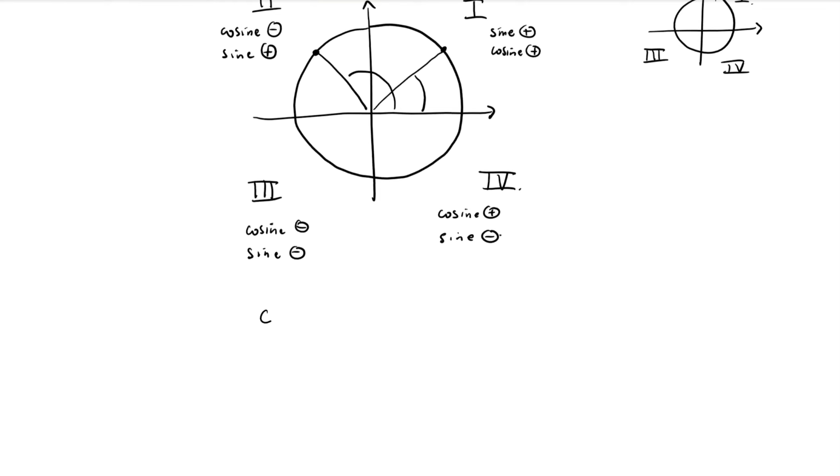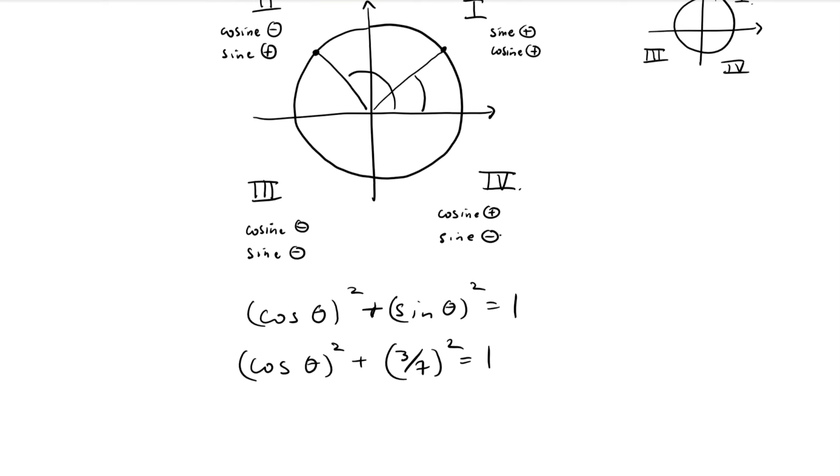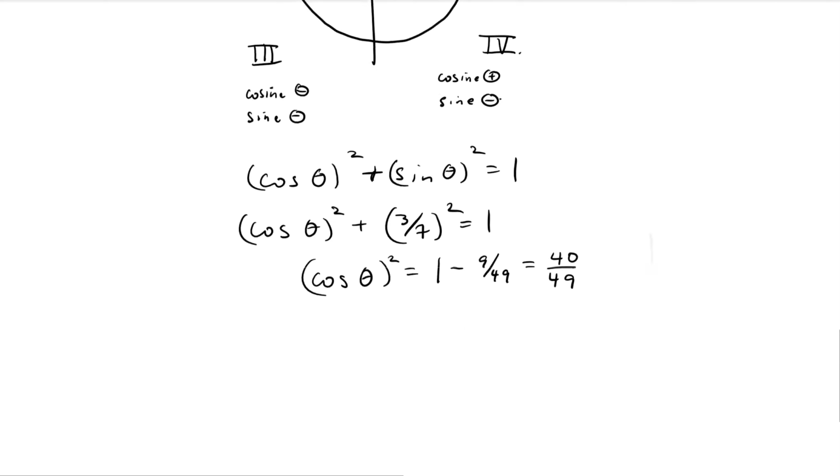Okay, so one way to get the value of cosine, but I'll show you different ways later on, is to use the identity, which says that cos squared plus sine squared equals 1. So we don't know what cos theta is, but we surely know what sine of theta is. It's this. And then we solve for cosine. So solving for cosine squared first, we get 1 minus 9 over 49. 7 squared is 49. So we get 49 minus 9, we get 40 over 49. Okay, so that's cos squared.